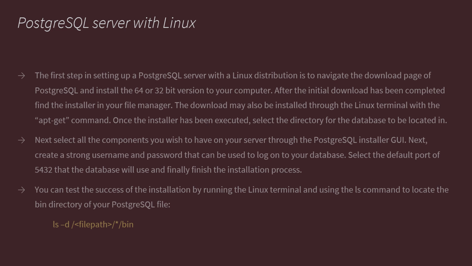Once the installer has been executed, select the directory that you wish your database to be located in. This is where all the configuration files will be located, as well as your bin directory. And next you need to select all the components that you wish to have on your server through the PostgreSQL installer GUI. Next, create a strong username and password that can be used to log on to your database so that you can query the information, and then finally select the default port of 5432 that the database will use, and then select Finish on the PostgreSQL installer GUI.